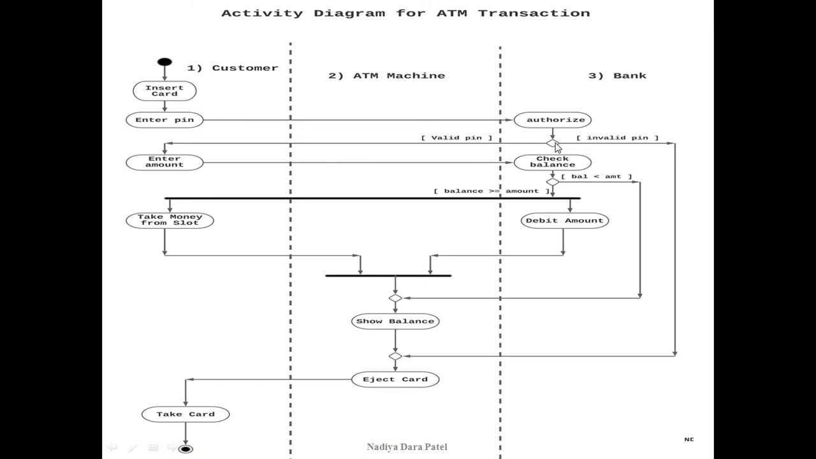Now here is the decision node and here is the merge node. How to find the difference between the two? Decision nodes will always have a guard condition. Merge nodes will not have any guard condition. It is just going to merge together everything. So there are 2 decision nodes, so I have taken 2 merge nodes. This decision node is getting merged before showing the balance, and this decision node is getting merged before ejecting the card. So you need to find all these possible conditions, where to place the first decision node and when it will get merged.